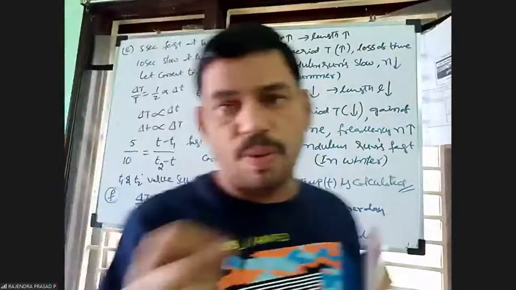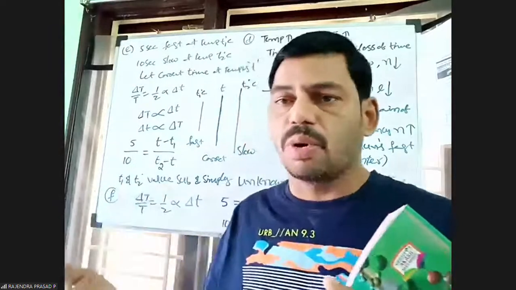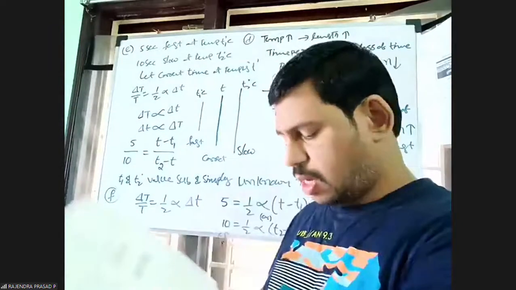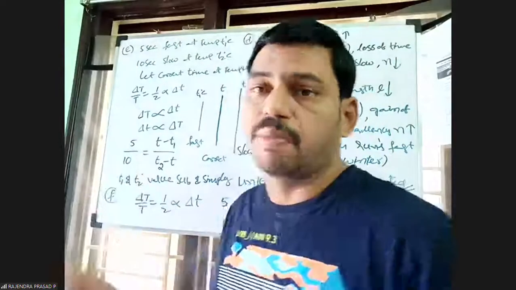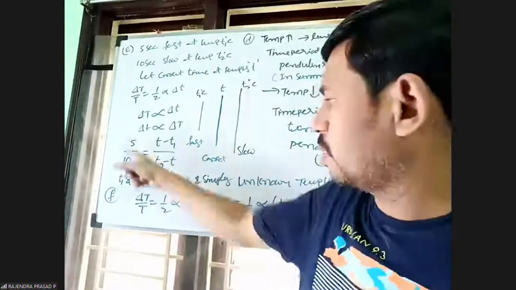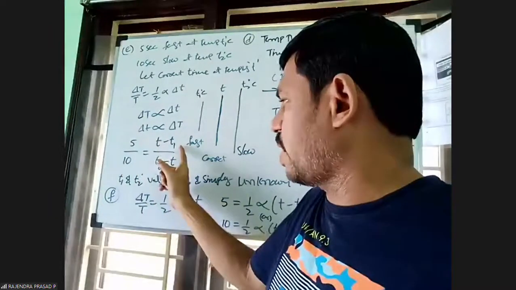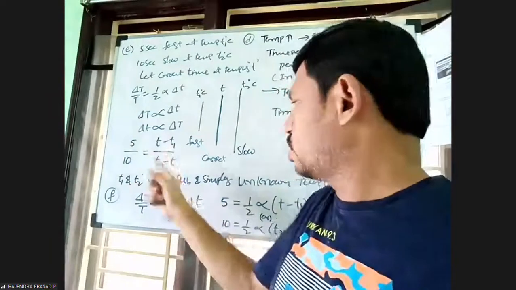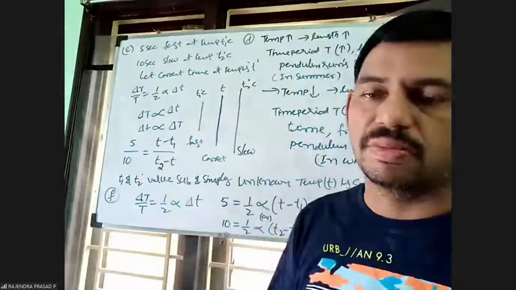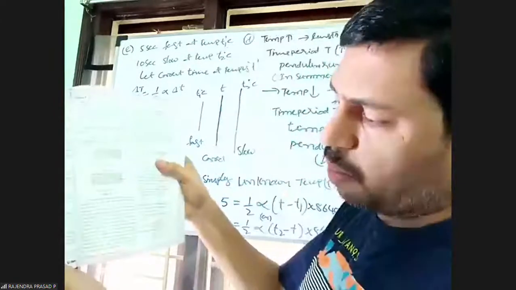5 seconds fast at temperature 15 degrees C, 10 seconds slow at the temperature 30 degrees C. So calculate the correct time temperature. So 5 by 10 is equal to T minus T1 over T2 minus T. T1 value is 15, T2 value is 30. Simplify and calculate the T value. This is the one problem. Then calculate the alpha value, not problem 12.24.